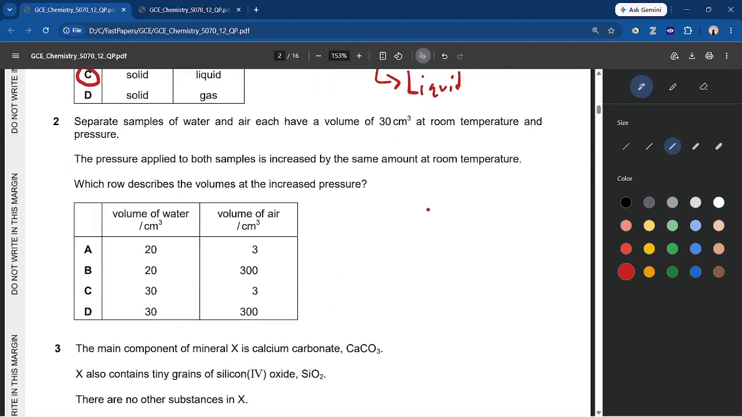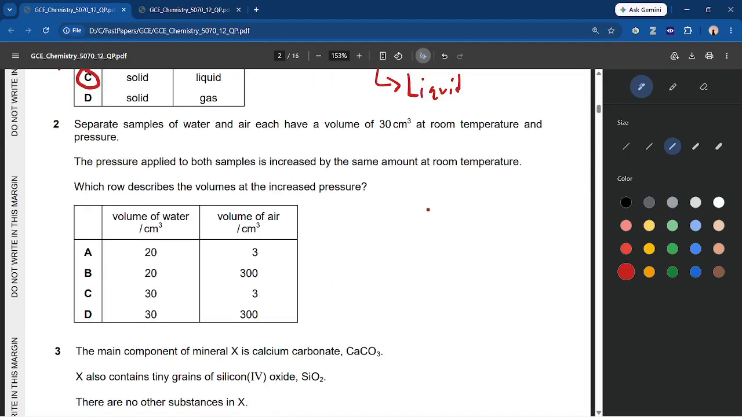Let's move on. Separate samples of water and air each have a volume of 30 centimeter cube at room temperature and pressure. The pressure applied to both samples is increased by the same amount at room temperature. Which row describes the volumes at the increased pressure? So water, we know, is a liquid. Hopefully we all know that water is a liquid and air is a gas. So as mentioned before, when you increase pressure, the volume decreases, but only for gases.